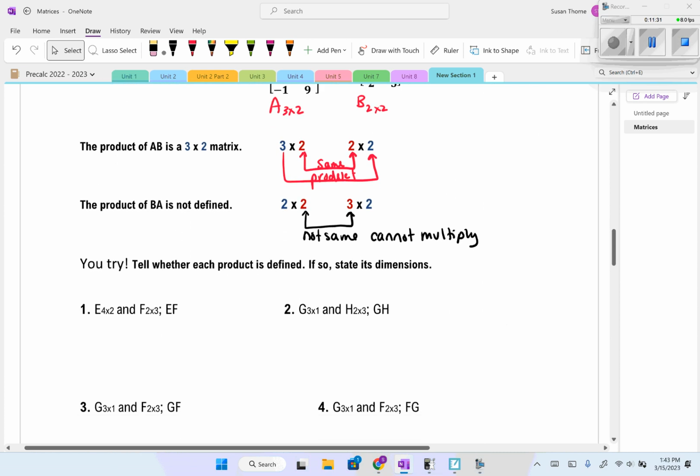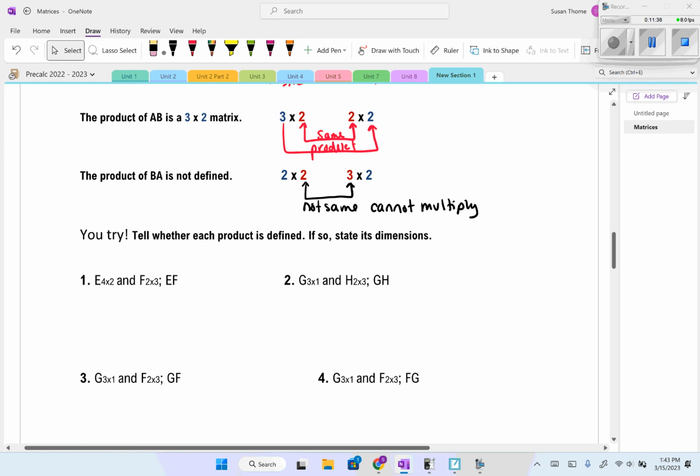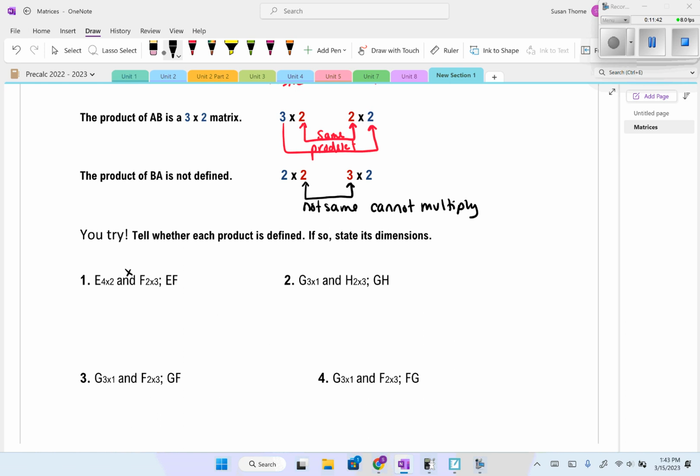So let's go ahead and you try. Tell whether each product is defined. If so, state the dimensions. So this one's doing matrix E times F. So this is in order already. So we have to look here and see if these two numbers are the same. So this number and this number are the same, which means that your product is going to be a 4 by 3 answer. So yes, and the matrix is a 4 by 3.